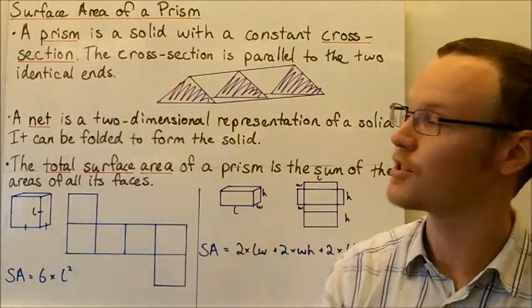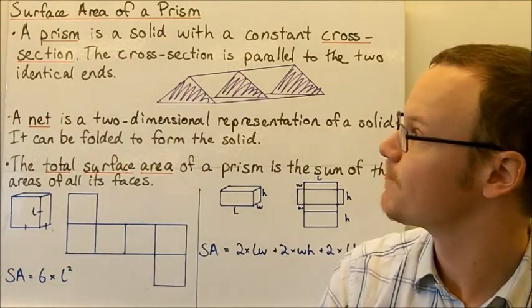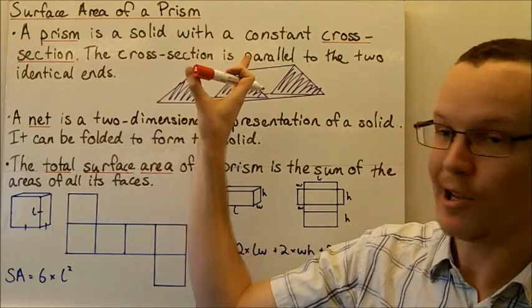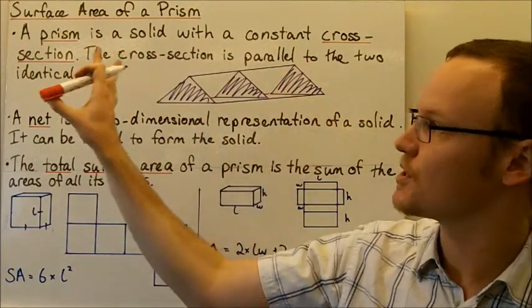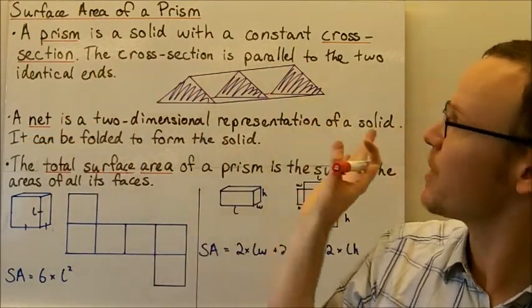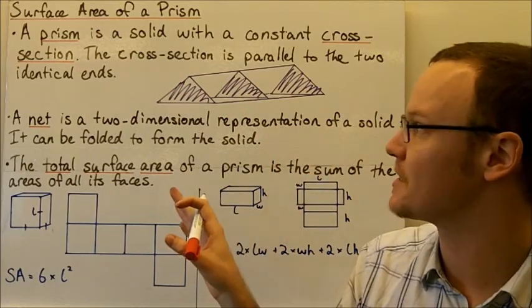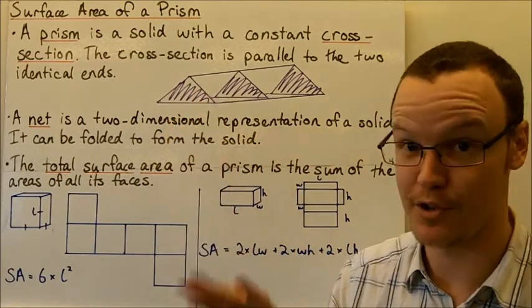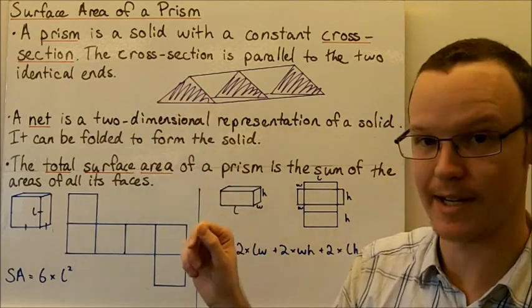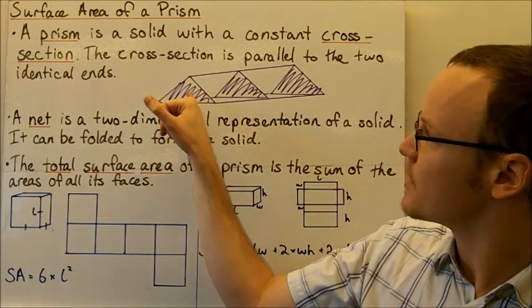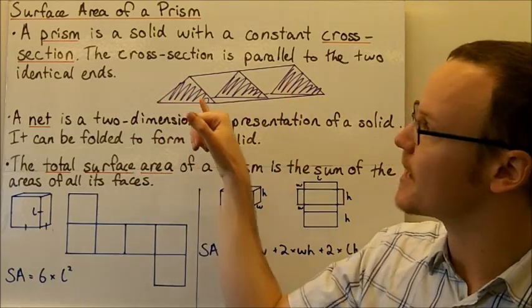Today we're going to look at surface area of prisms. So a prism is a solid with a constant cross section. The cross section is parallel to the two identical ends. Here we've got a diagram of a triangular prism, because we've got a triangle on the end. The two identical ends are the triangles at either end.